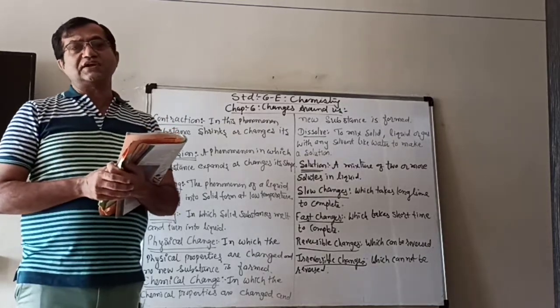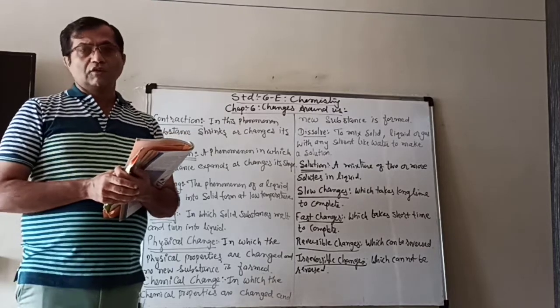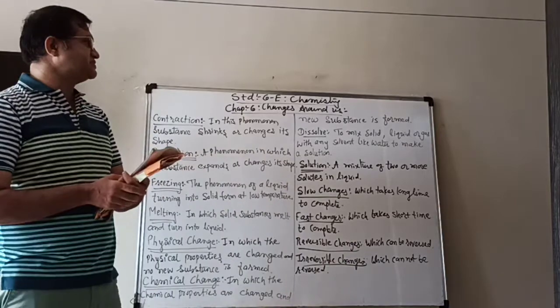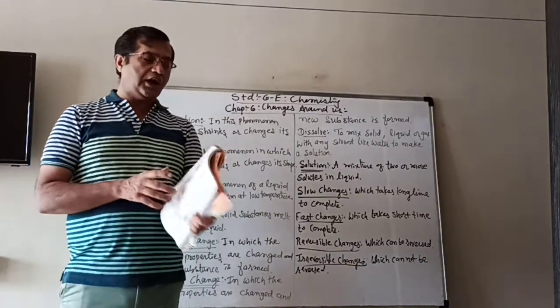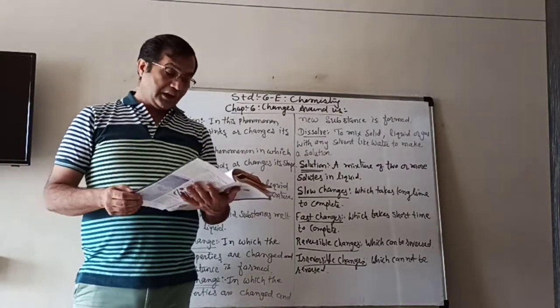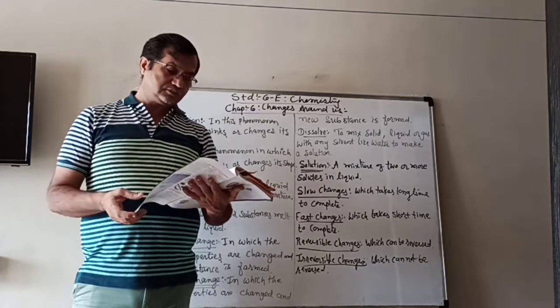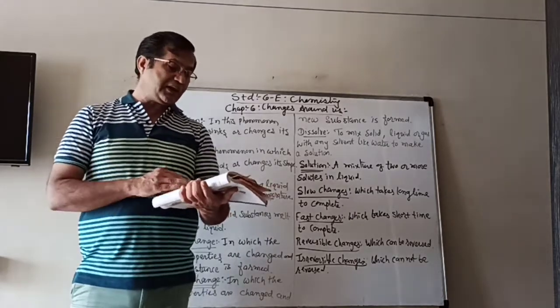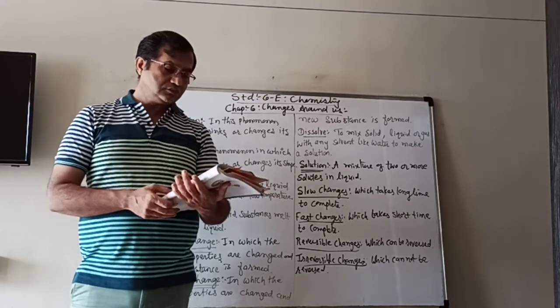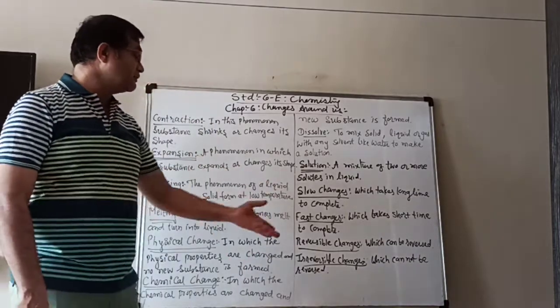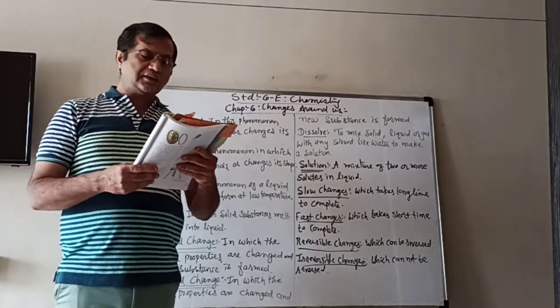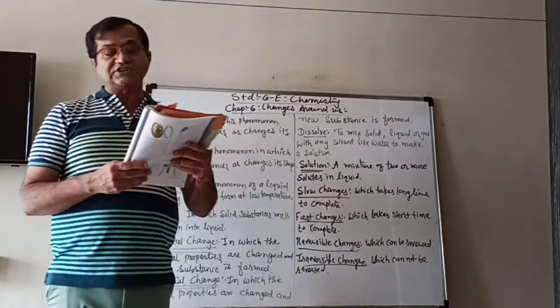Hello students, standard 6. We are with chapter number 6 in chemistry, Changes Around Us. In the last session we learned about some changes like reversible and irreversible changes. Now, here we are looking at some other changes.